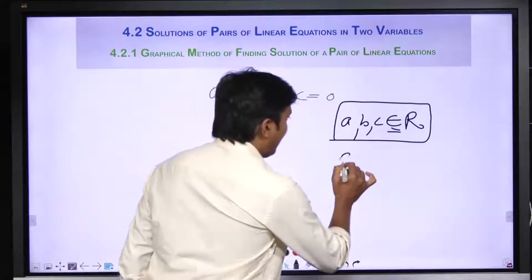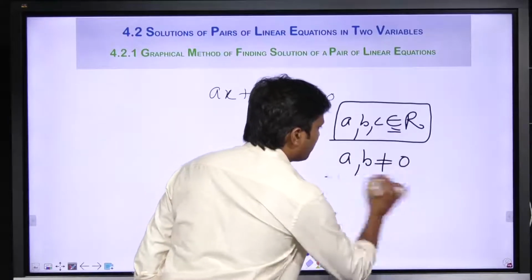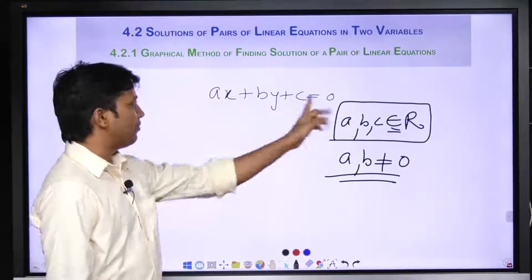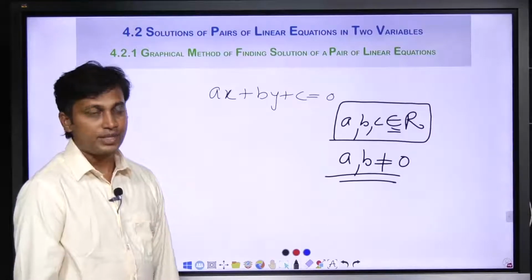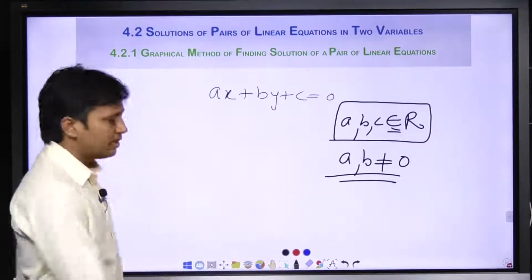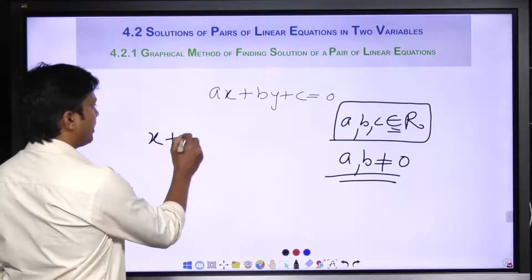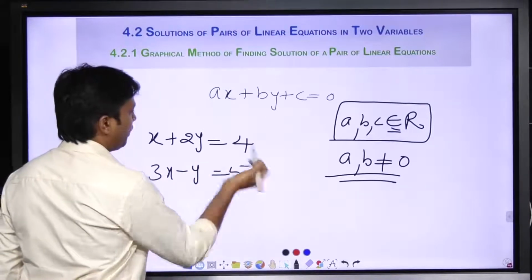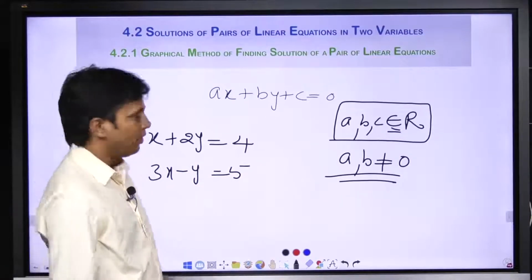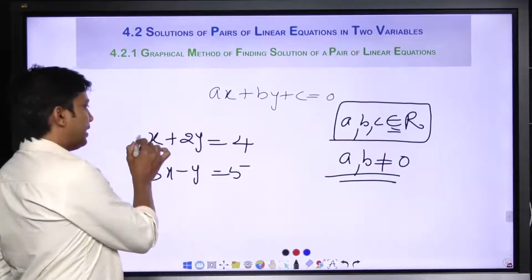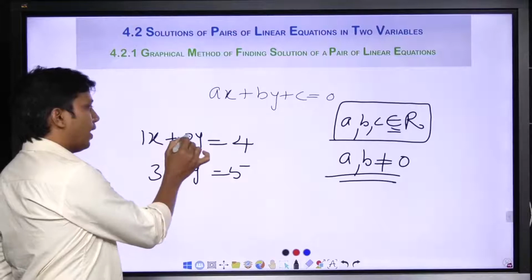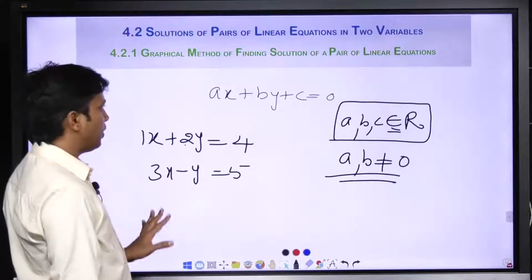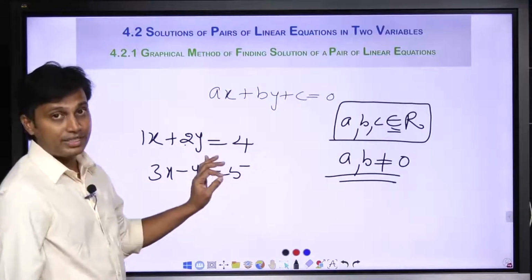And here a and b should not be equal to 0. That means these two should be non-zero numbers. So this is the general form of a linear equation in two variables. Now, what are the examples? For example, we can take x plus 2y equal to 4 or 3x minus y equal to 5. These are examples of linear equations in two variables, where a and b, the coefficients of x and y, and the constant are real numbers. This is the basic definition of a linear equation.